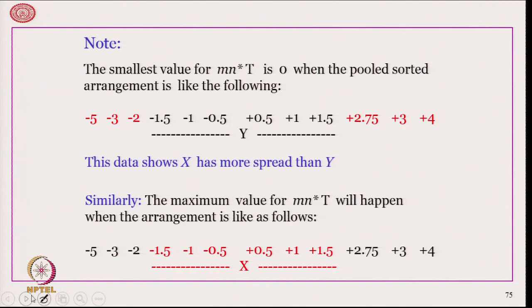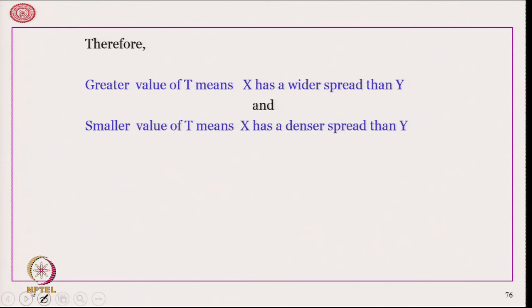On the other hand, if we have an arrangement like this, where all the x values are at the center, then we can see that we will get the maximum count for t, because all x values are less than each y value on the positive side and all x values are greater than each y value on the negative side. Therefore, greater value of t means x has a wider spread than y, and smaller value of t means x has a denser spread than y.